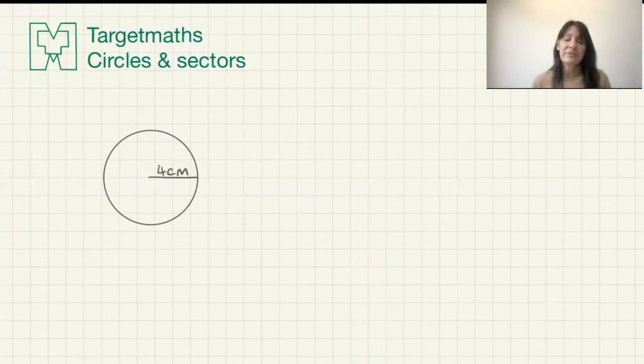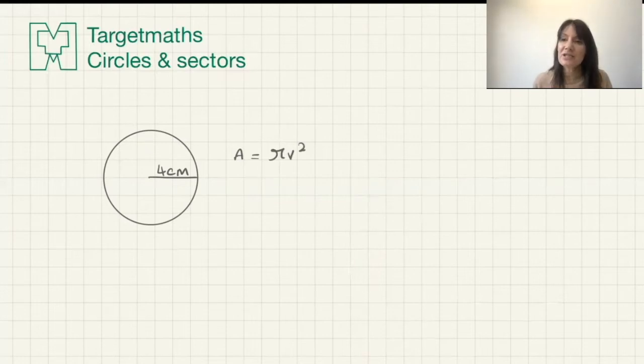I could be asked to find the area, or I could be asked to find the circumference. Circumference is the edge all the way around. Okay, so let's do it. Let's find the area. So your first job is to recall the formula.